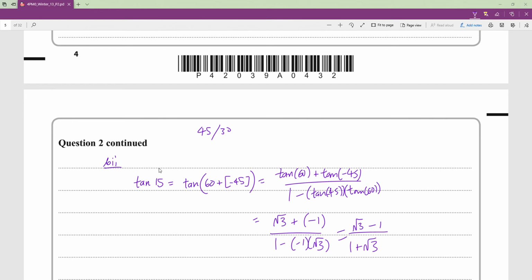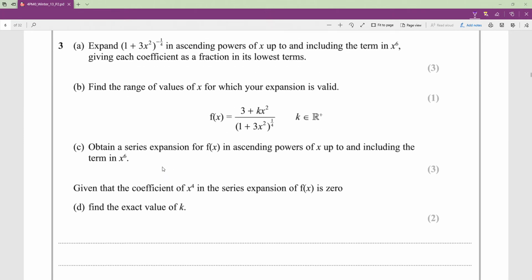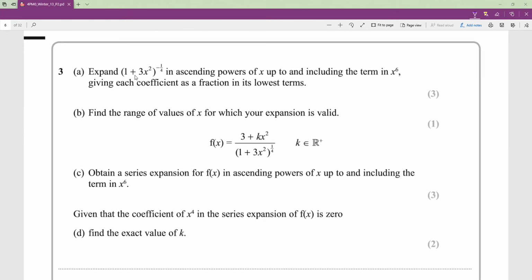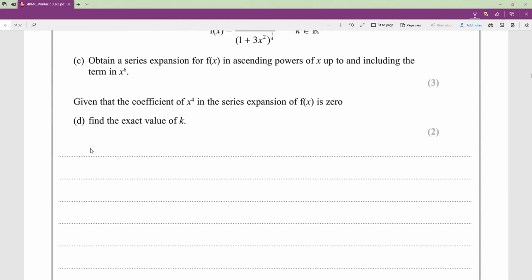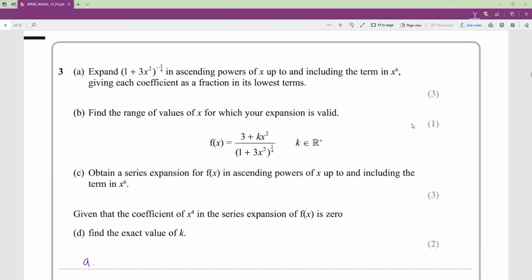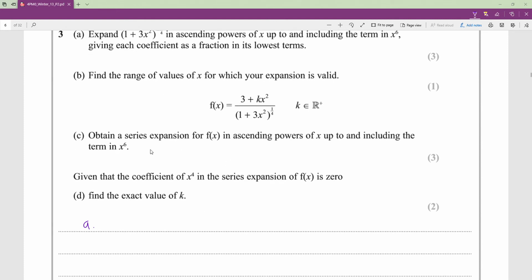This question ended at 1930. Expand (1 plus 3x squared) to the power of negative 1/4 in ascending powers of x up to and including the term in x to the power of 6, giving each coefficient as a fraction in its lowest terms. Oh, good lord. Okay. I really dislike that they give only 3 marks for this, especially since it's so computationally intensive. I assume they expect you to use your calculator for this, because it's something that's really tedious and I do not like at all. Anyways, let's see how this goes.